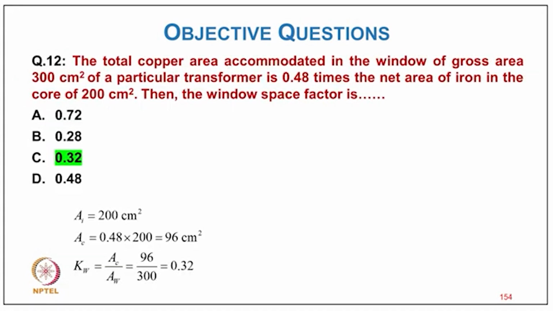The total copper area accommodated in the window cross section area is 300 centimeter square for a particular transformer, 0.485 times the net area of iron of 200 centimeter square. The window space factor after this calculation comes to 0.432.